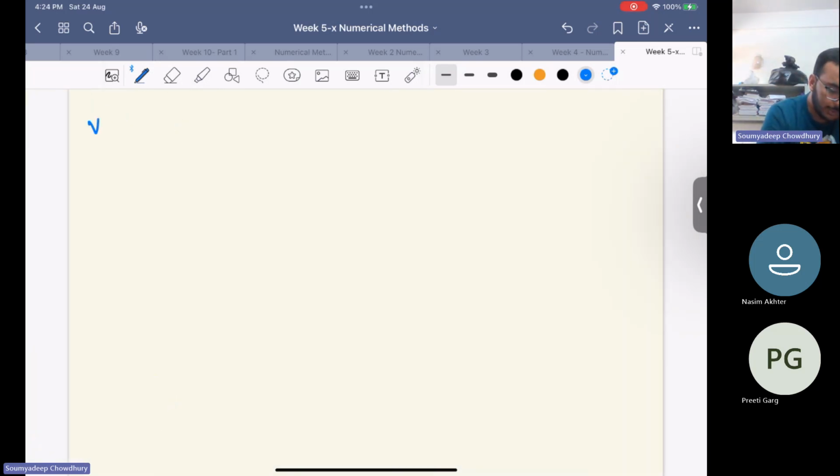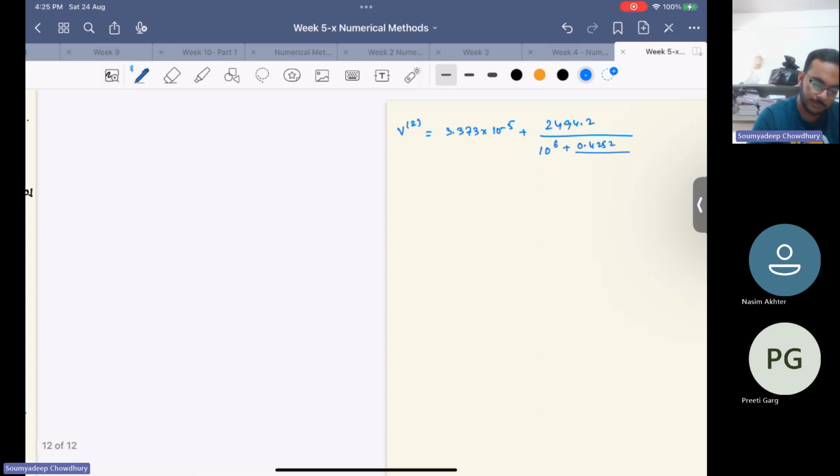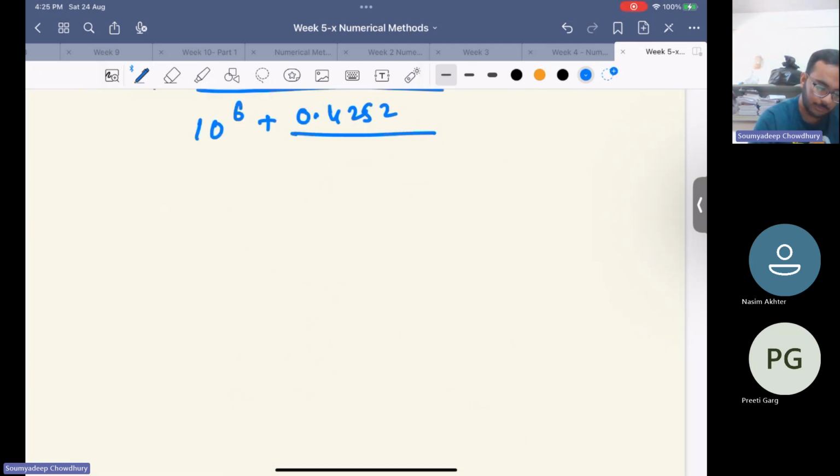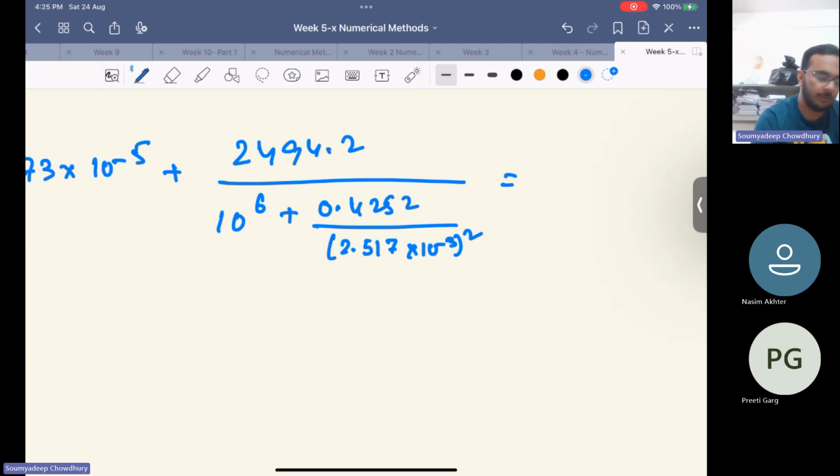Similarly, if we do the second iteration, that is V of 2, it will be 3.373 into 10 to the power minus 5 plus 2494.2, divided by 10 to the power 6 plus 0.4252 by V of 1 square. V of 1 was 2.517 into 10 to the minus 3. If you calculate it, it will come around 2.371 into 10 to the power minus 3.